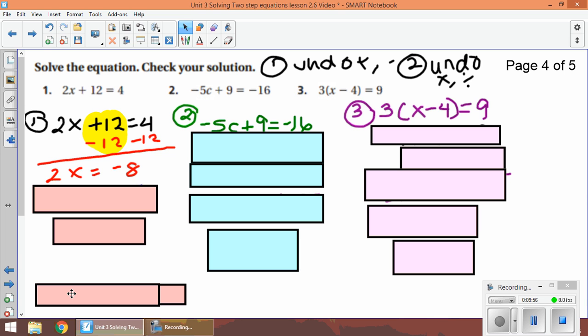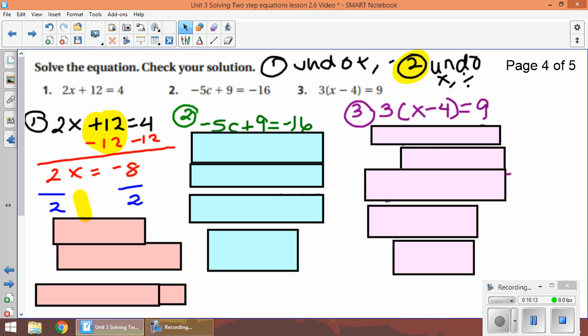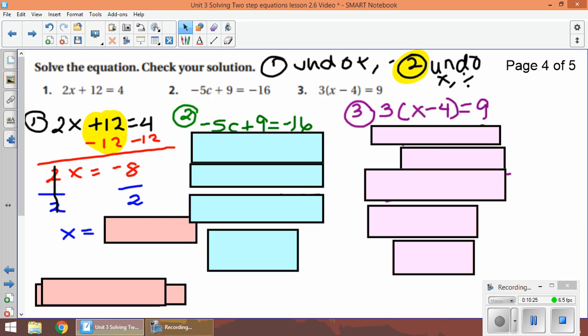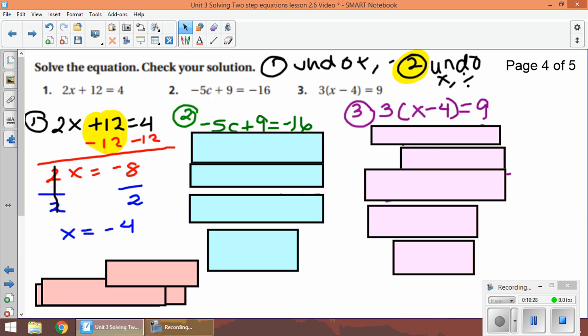Okay, now I go to step 2, and what does step 2 say? Well, step 2 says undo multiplication or division. So 2 times x equals negative 8, and the inverse of times is divide. So I'm going to divide both sides by 2. So 2 divided by 2 leaves me with x equals, and negative 8 divided by 2 gives me negative 4. All right, if you got that right, great work. Congratulations, you just solved the two-step equation on your own.